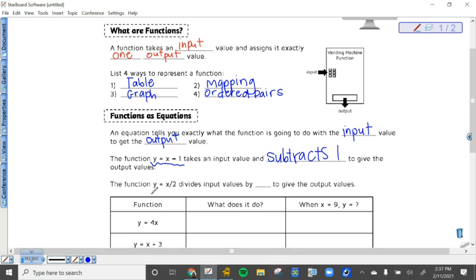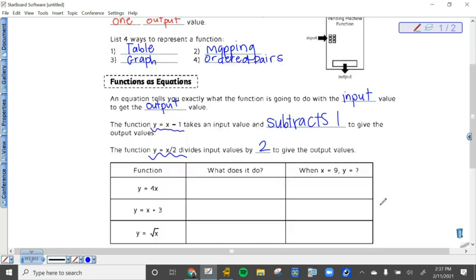How about this one? The function y equals x over 2 divides the input values by what? In the second one, this is our function. X is our input. What does the function do to the input? What happens to x? It gets divided by what? 2, yeah. See, x over 2. X divided by 2. So it divides it by 2 to get the output.